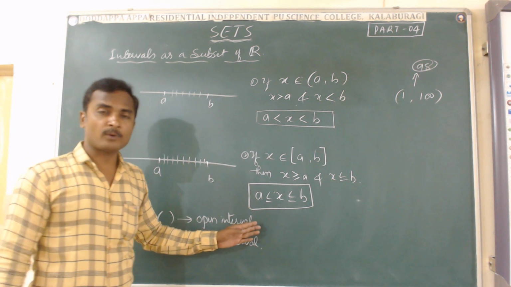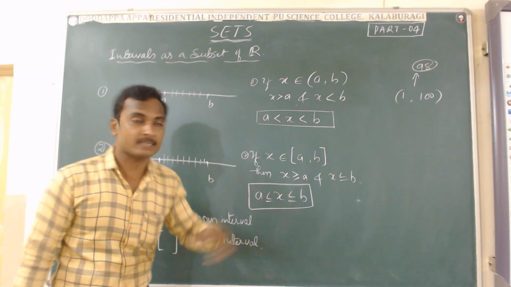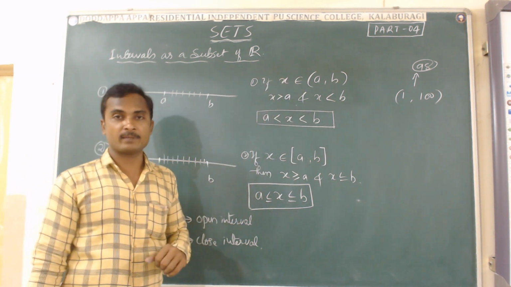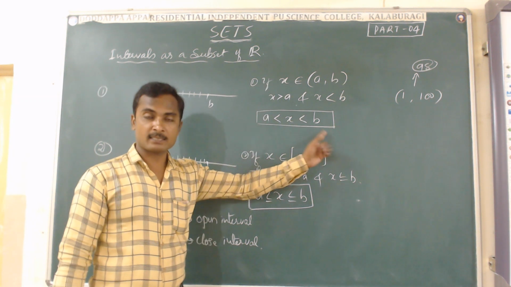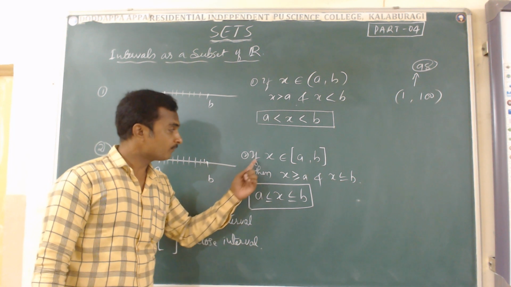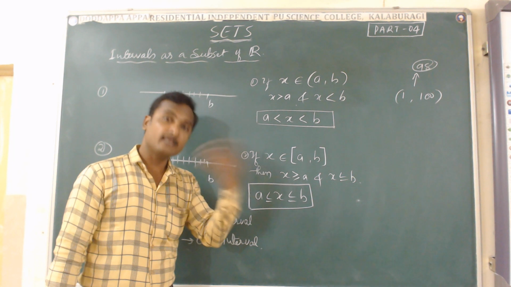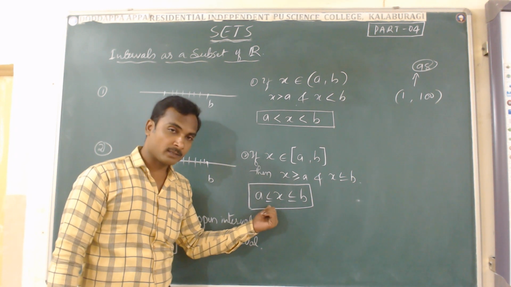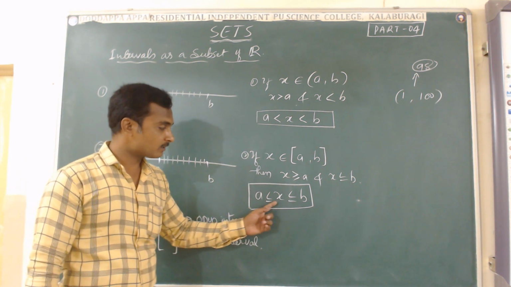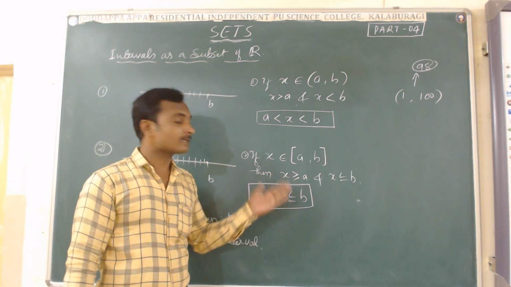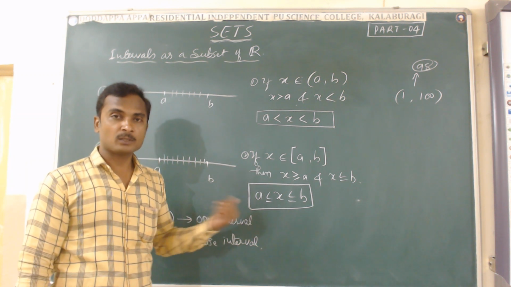So this is extremely important to remember that a is less than x is less than b indicates x belongs to the open interval a comma b, or in other way, if x belongs to the open interval a comma b, a is less than x is less than b. Second point, if x belongs to the closed interval a comma b, then a is less than or equal to x is less than or equal to b. In reverse way, if a is less than or equal to x is less than or equal to b, then I can say that x belongs to the closed interval a comma b.